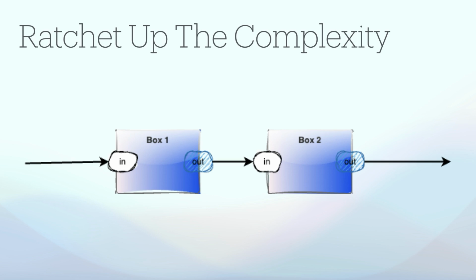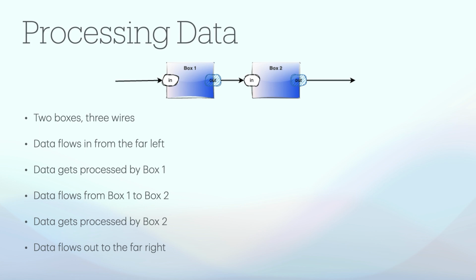Now we ratchet up the complexity to two boxes. We see two boxes and three wires. Data flows in from the far left. Data gets processed by box 1. Then data flows from box 1 to box 2. Data gets processed by box 2. Data flows out to the far right.